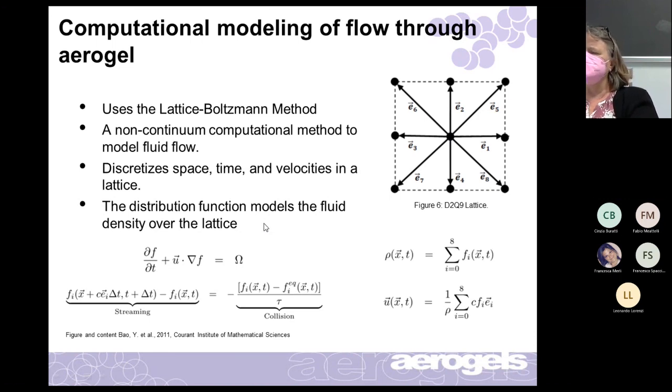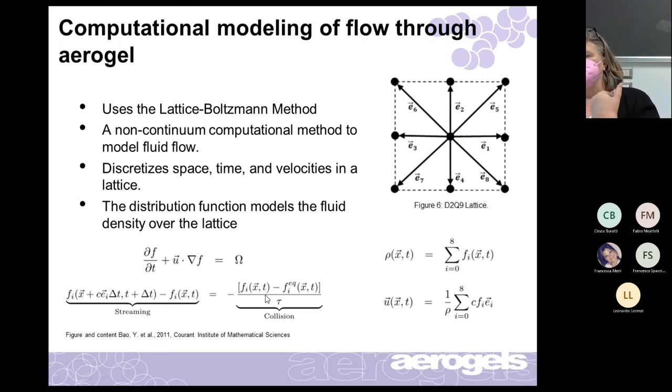At each point in your flow, you calculate the probability of where a fluid particle is going to go. Sometimes it goes in this direction and maybe it hits a solid structure, and so you have a bounce back condition. Part of it involves streaming, which is moving the particles forward, and collision, which is when it hits something and can bounce back. So we've been using it to model flow through porous media.